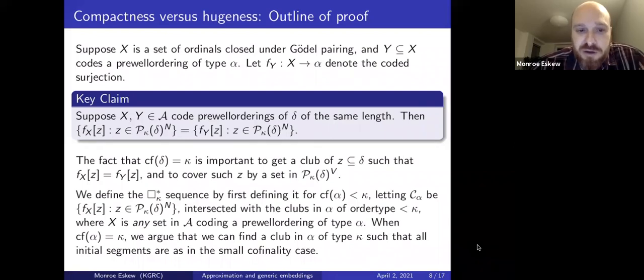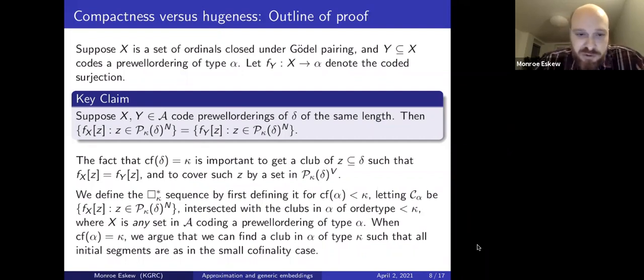F sub x image some small subset of delta and f sub y. These Z's in the statement here may not actually be in V, okay? But that's okay, because then we need to cover them by a set in V. We can do that because it's a set of size less than kappa, and the cofinality of delta is kappa. So those are some key points in the proof of the claim.